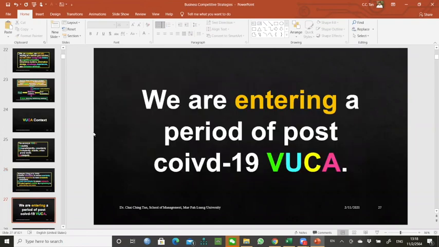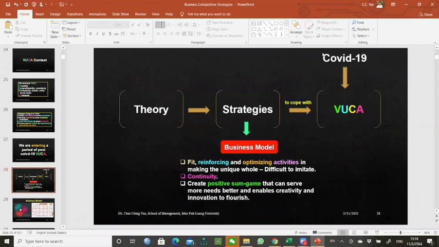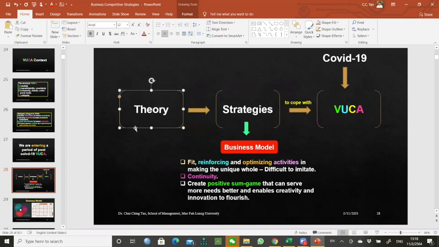So we are entering a period of post-COVID-19 VUCA, and this VUCA context is what we need to deal with and cope with using our business models. As I already told you, activities are very important, and strategies are governed by theory. So you have to learn a lot of theory: the theory of ambidexterity, the theory of competitive strategies by Michael Porter, and the resource-based theory, VRIO: valuable, rare, not easy to copy, and well organized, and things like that.